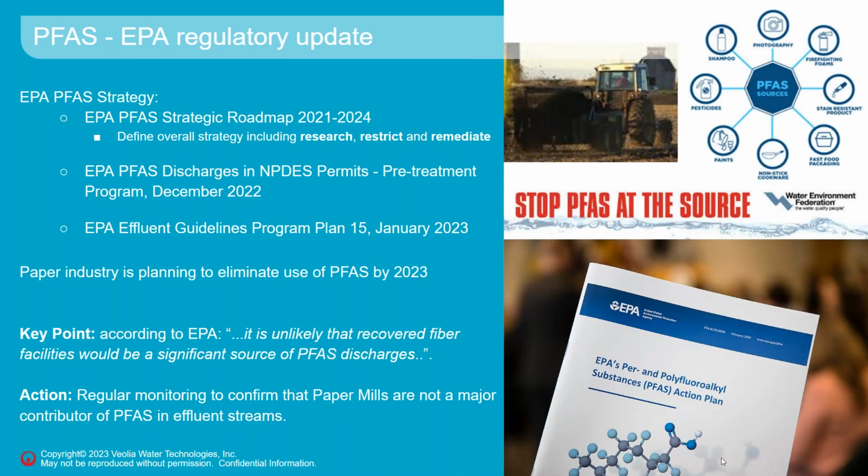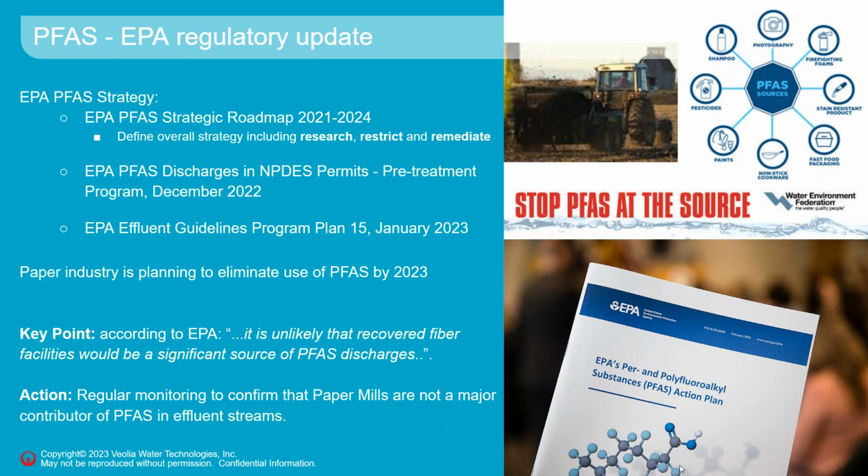We mentioned PFAS or forever chemicals previously in this webinar. PFAS has made headlines recently due to the state of Maine banning land applications of biosolids in April 2022. The EPA has been working to develop a PFAS strategy nationally. In October 2021, EPA's PFAS Strategic Roadmap 2021 to 2024 was finalized. It defined the overall PFAS strategy, including research, restriction, and remediation of PFAS.